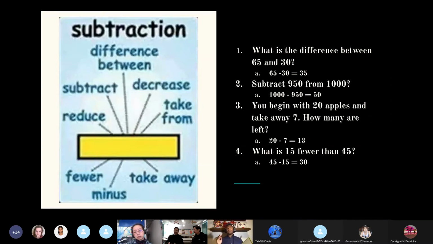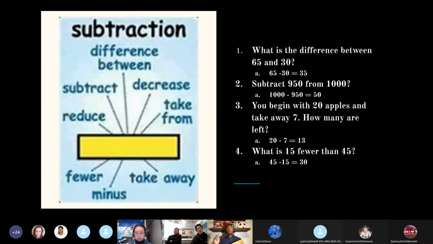Another way we could say this, subtract 950 from 1,000. So you would start with the 1,000 minus 950 equals 50. Another way, you begin with 20 apples and take away 7. How many are left? So this is another sort of word problem if you're getting into word problem work with your students. This could be a way that you could phrase it. So take away is another way to say subtract. So here, 20 minus 7 equals 13.